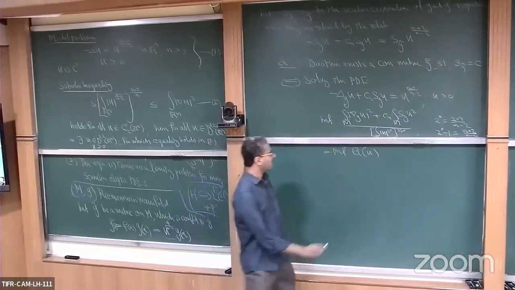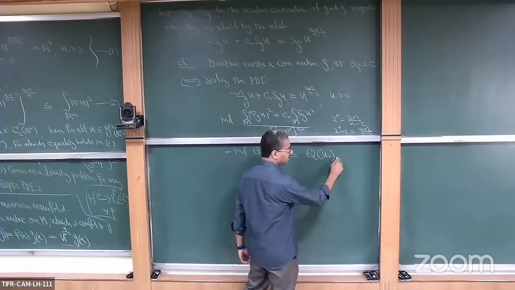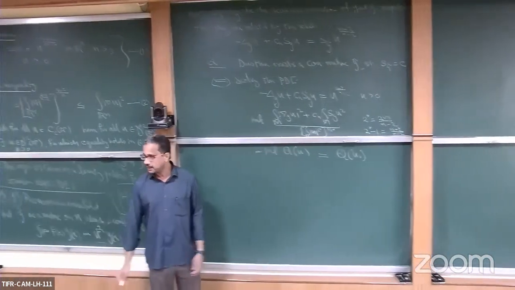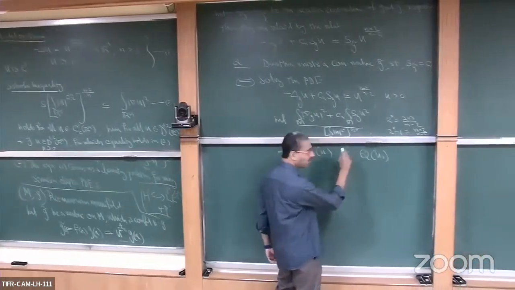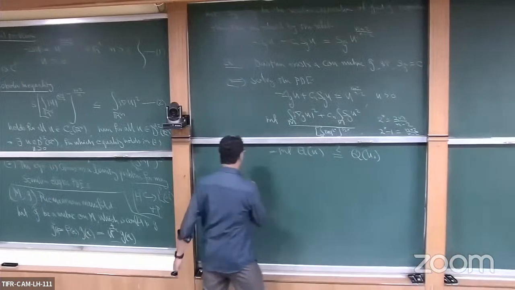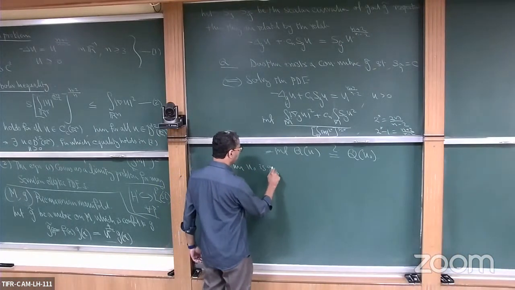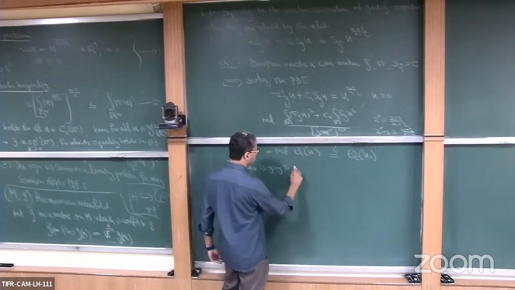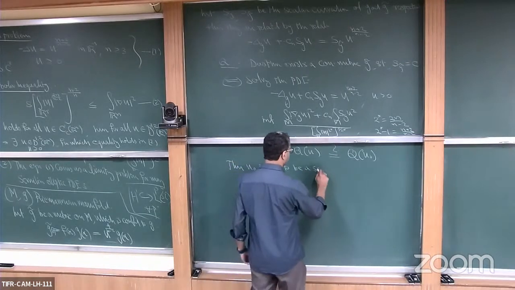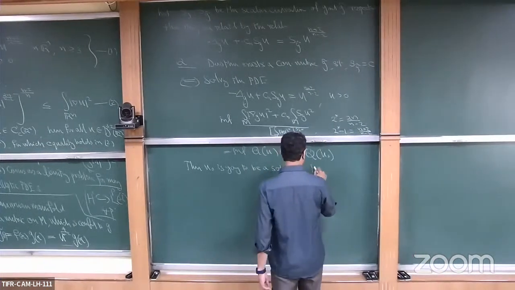Suppose you can show that this infimum is achieved, at some q of u naught. Suppose it is going to be achieved at some point. It's not clear whether it is achieved. Then you can show that u naught is a solution of the PDE.